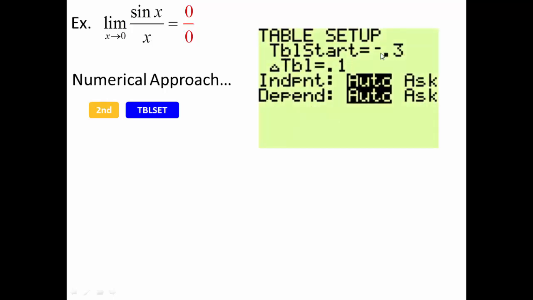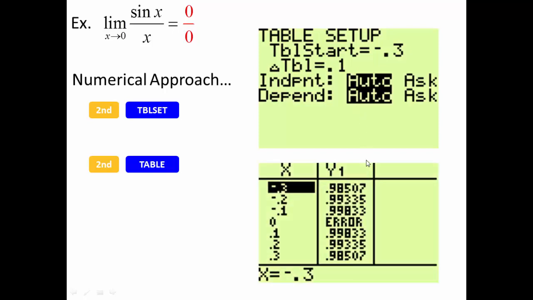I could try a numerical approach. Remember, I could use the second table set feature. I would probably suggest starting at negative 0.3 since my intended value is at x equals 0, with a step size of 0.1, and then hit second table to see my table of values. So I see 0.985, 0.993, 0.998. From both sides, it looks like it's approaching 0.999999 or 1. So my numerical approach, my table of values, confirms that my answer looks like it's 1.